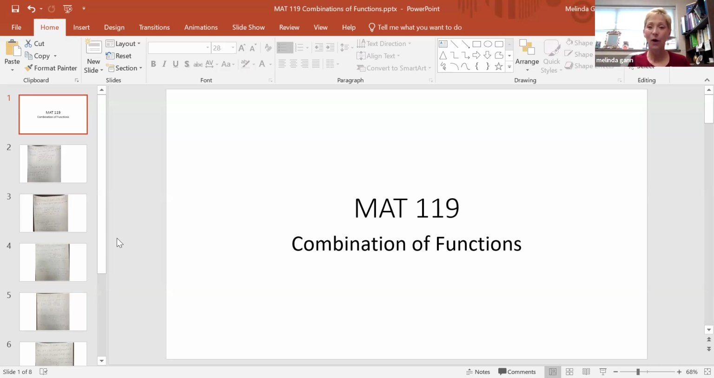Now, in the same problem, they're going to have more than one function, and they're going to put those two different functions together in different ways. So we're going to talk about how you can add functions, subtract functions, multiply functions, divide functions, and do composition of functions. So there are 5 different things you have to be able to do by the time you finish watching the video.